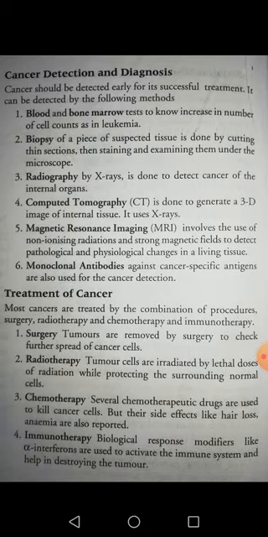Now I want to discuss how we can detect or diagnose cancer. Cancer should be detected in the early stages. If it is detected early, then the treatment is successful, and it can be detected by various methods. The first one is the blood and bone marrow test. We can count the number of cells in our blood or bone marrow, like in leukemia, and we can diagnose cancer.